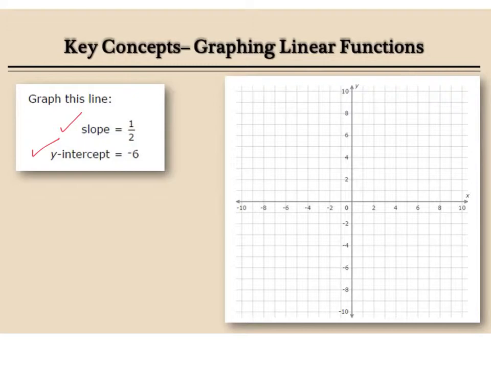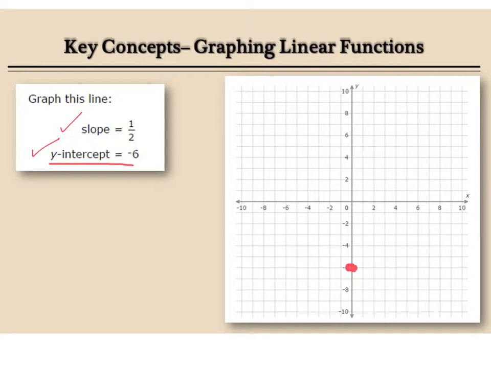So the first thing I'm going to do is graph the y-intercept, which is at negative 6. That means the point where it touches the y-axis is at negative 6. So that's my first point. When you graph a line, you need at least 2 points. So I've got my first point. When x is 0, y is negative 6.